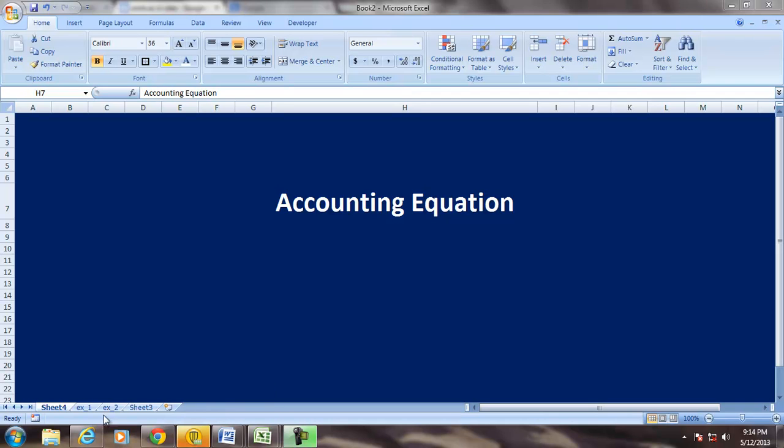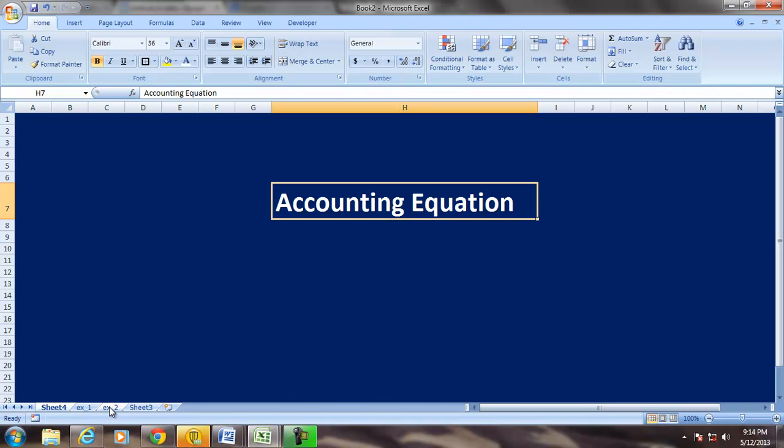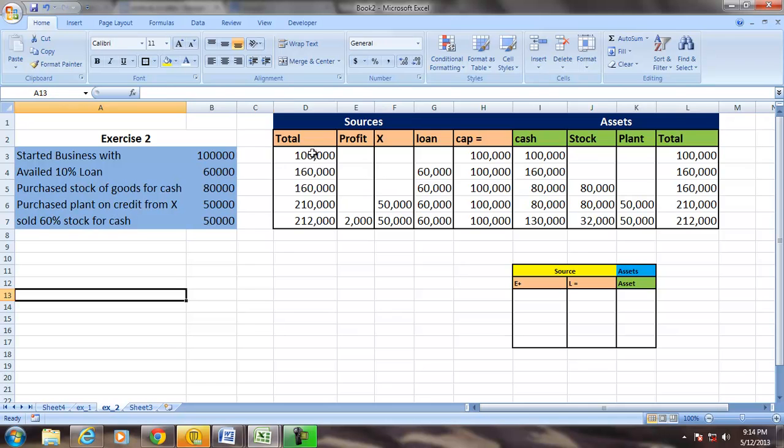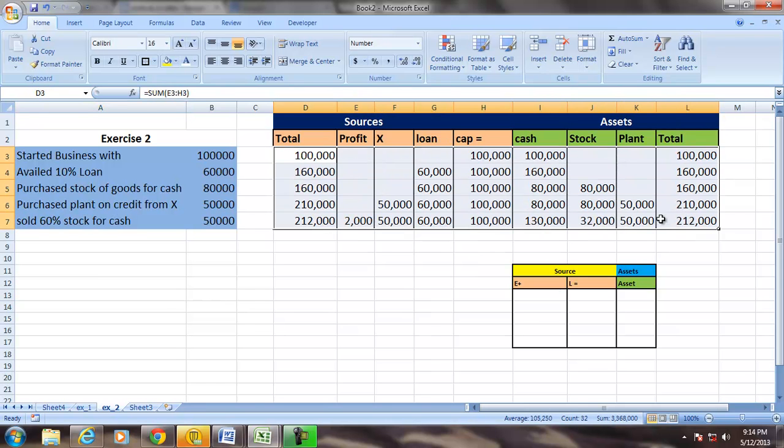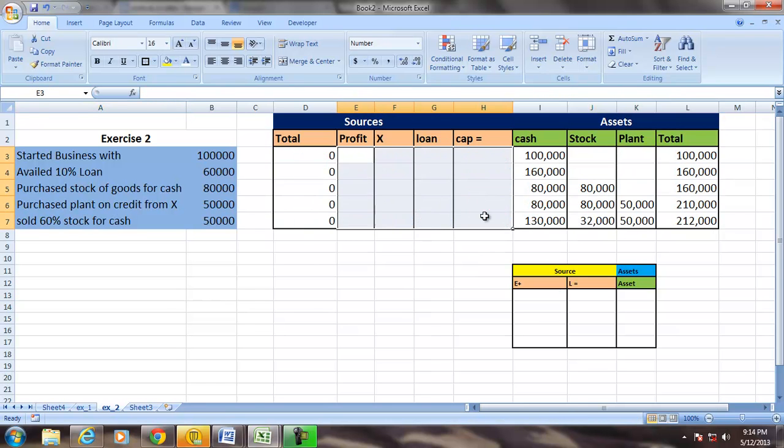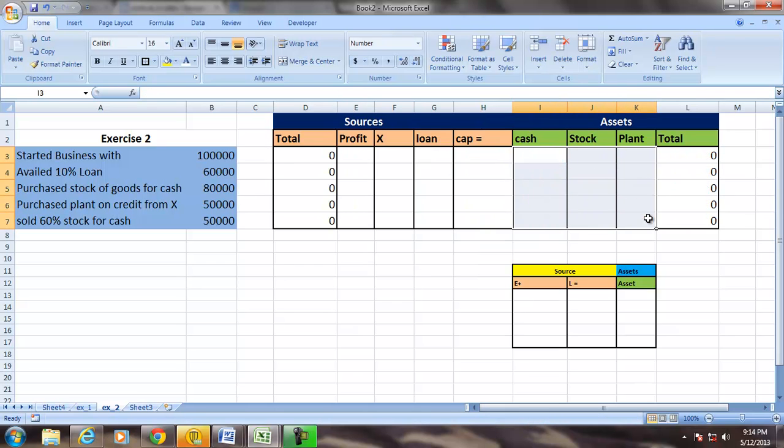Hello and welcome to our exercises on accounting equation. We'll take another exercise to prepare the accounting equation and understand how the transactions can be converted into accounting equation.